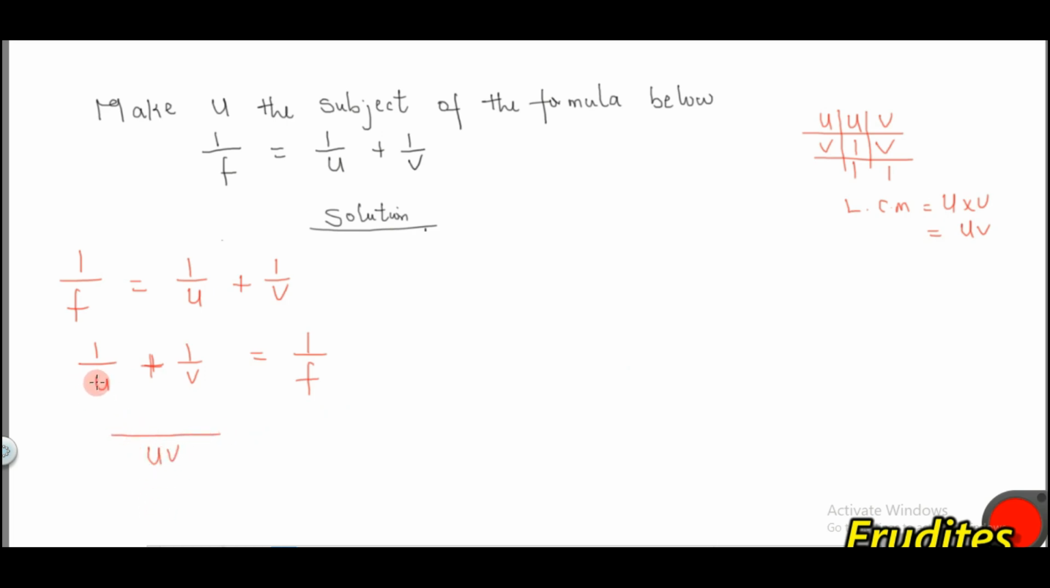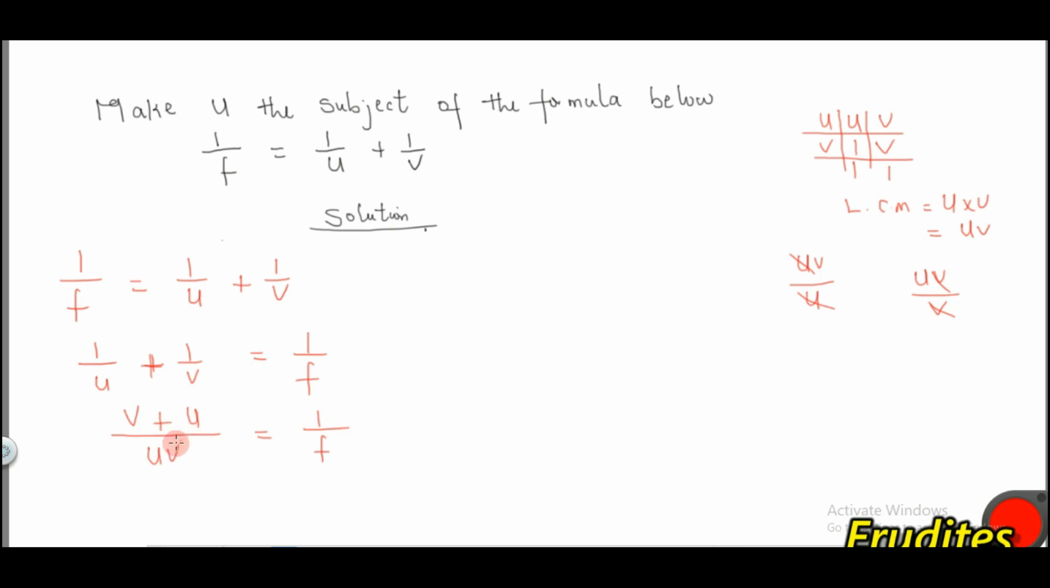So uv divided by u will be what? v. u cancels u, so it will give me v. So v times 1 will be v, plus uv divided by v. v cancels v, so I'll be left with u. So uv divided by v is u. u times 1 is u, is equal to 1 over f.